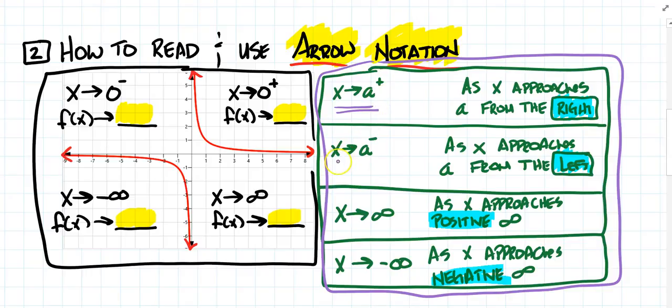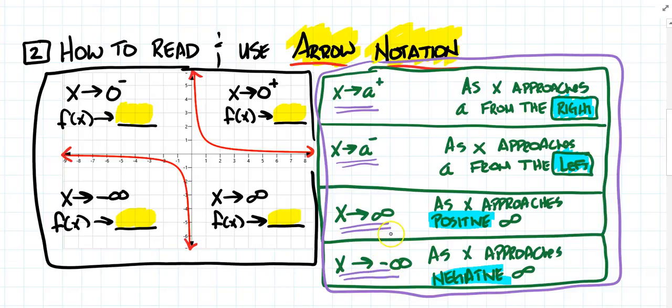Okay? So if I have this one down here, this means as x approaches a from the left, because there was a minus sign up there in the top right hand corner. That's from the left. This one down here says as x approaches positive infinity, so as x values get really, really big. And this one over here says as x approaches negative infinity, or as x gets really, really small.